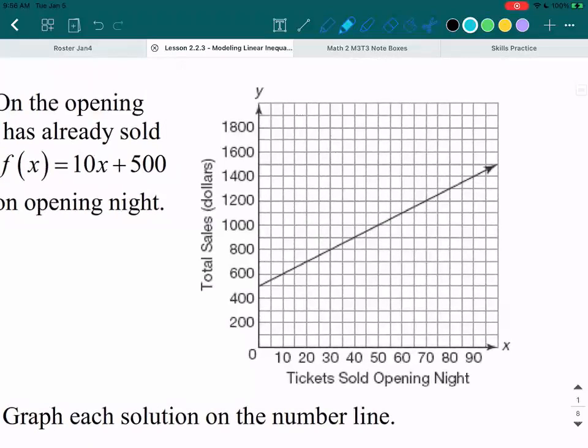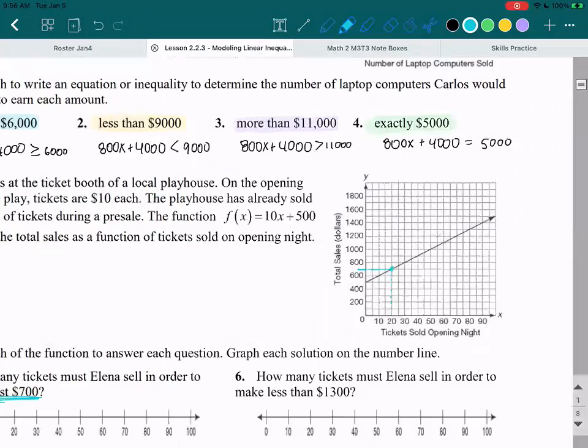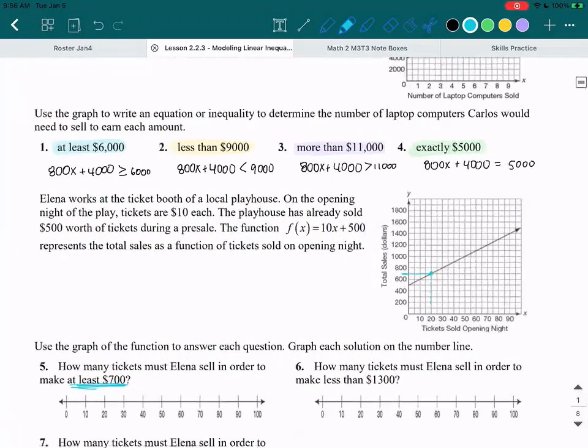So we're going to find 700 on the y-axis, which is right over there. This is where the 700 mark would be. So let's take a look at where it hits our graph. Over there. Okay, so that's 20 tickets. 20 tickets would give you exactly $700. However, we want at least 700. So you want to sell 20 tickets or more in order to make at least $700, because the more you sell, the more money you make.